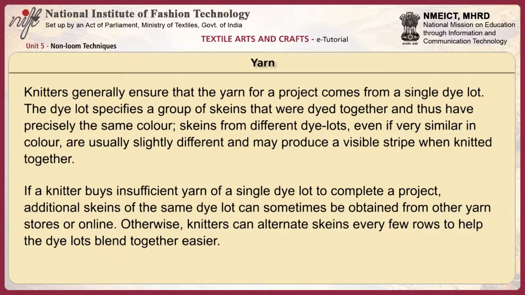If a knitter buys insufficient yarn of a single dye lot to complete a project, additional skeins of the same dye lot can sometimes be obtained from other yarn stores or online. Otherwise, knitters can alternate skeins every few rows to help the dye lots blend together easily.